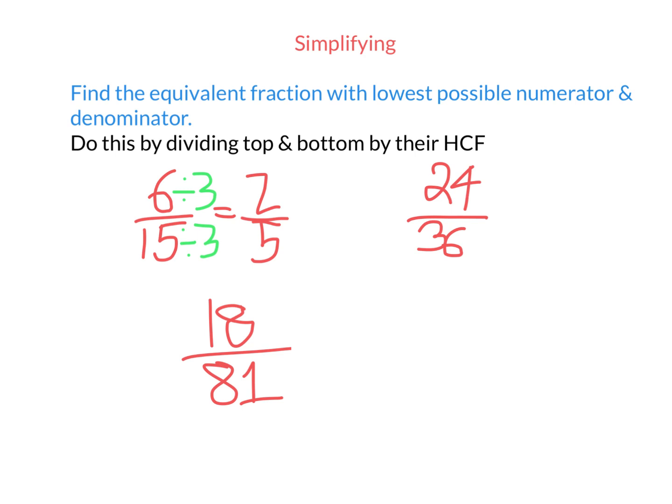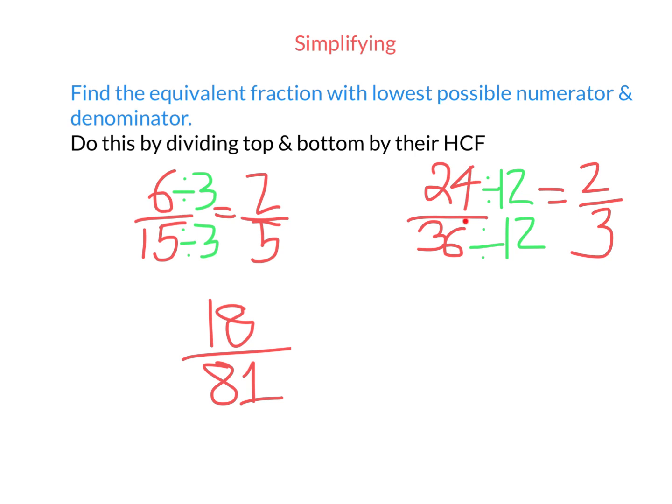The highest number that goes into 24 and also goes into 36 is 12. So what you do to the top, you must do to the bottom. 24 divided by 12 is 2, 36 divided by 12 is 3. 24 over 36 and 2/3 are equivalent fractions.